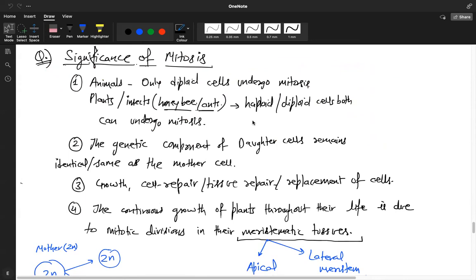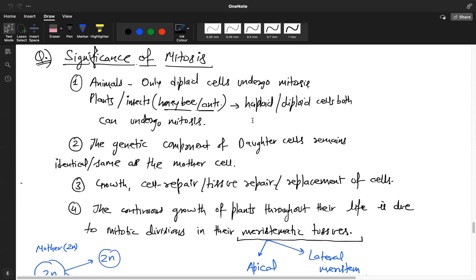Then we discussed the question, significance of mitosis. In animals, only diploid cells undergo mitosis. In plants or insects, haploid or diploid cells both can undergo mitosis. The genetic component of daughter cells remains identical to the mother cell.